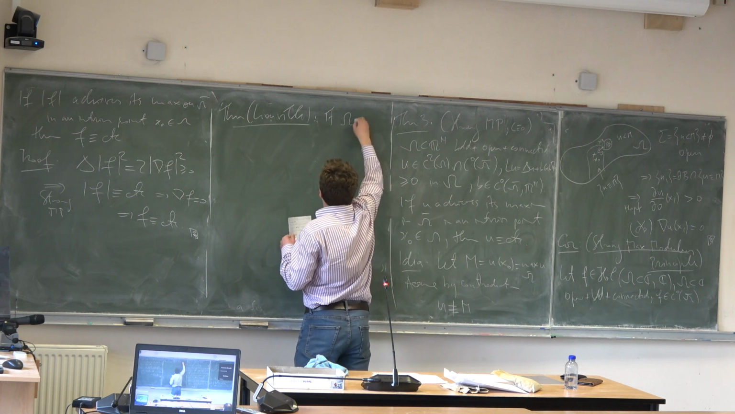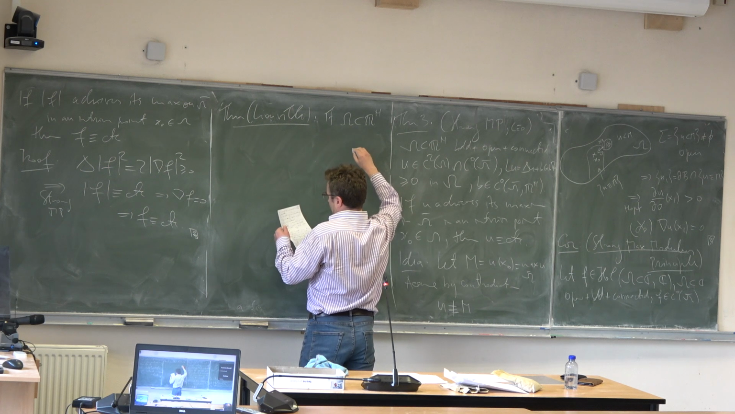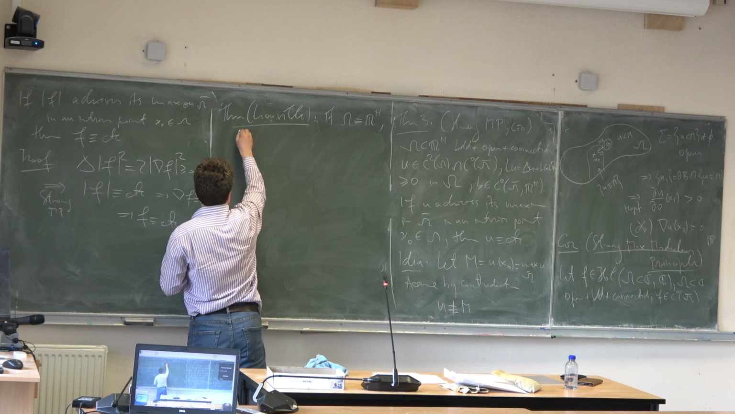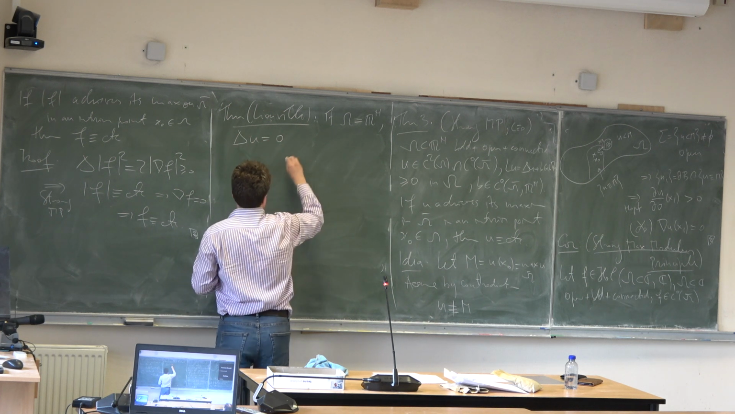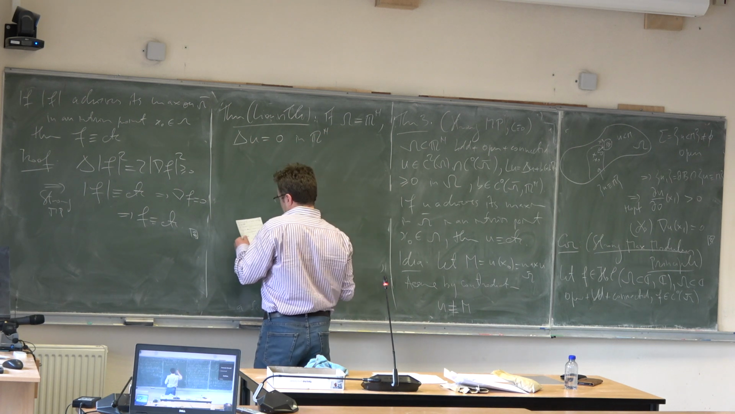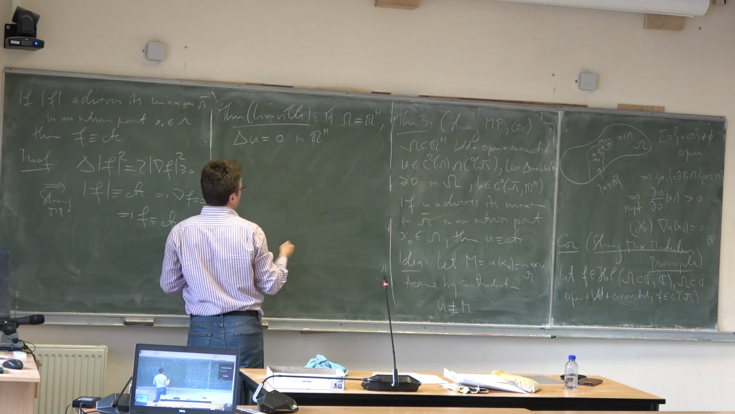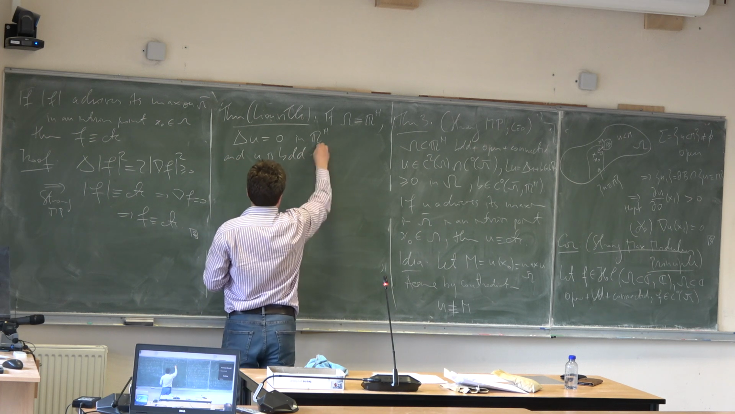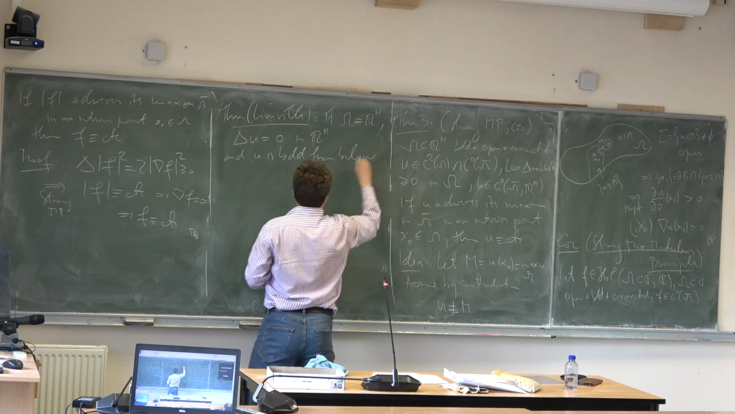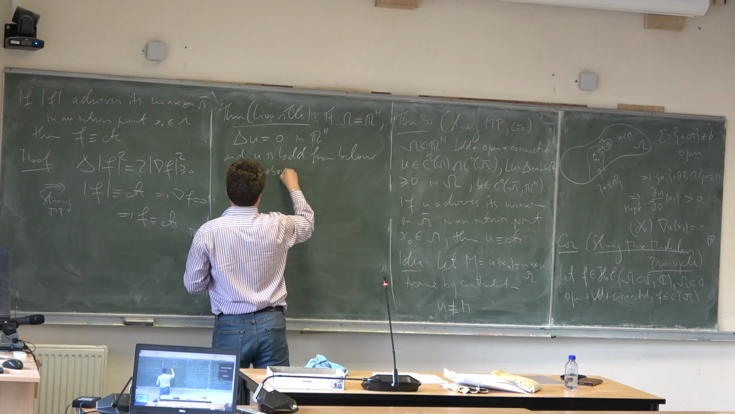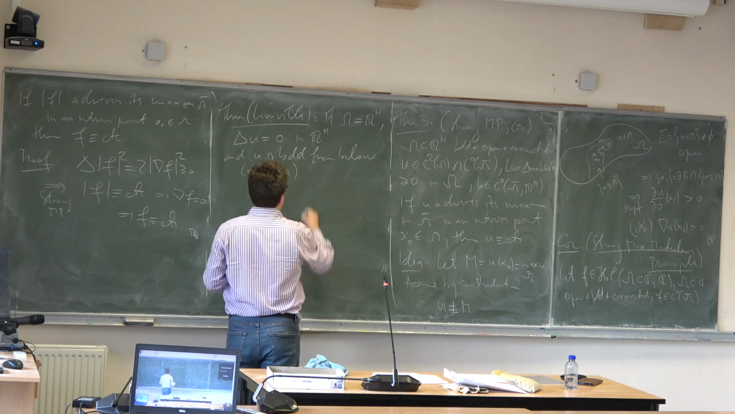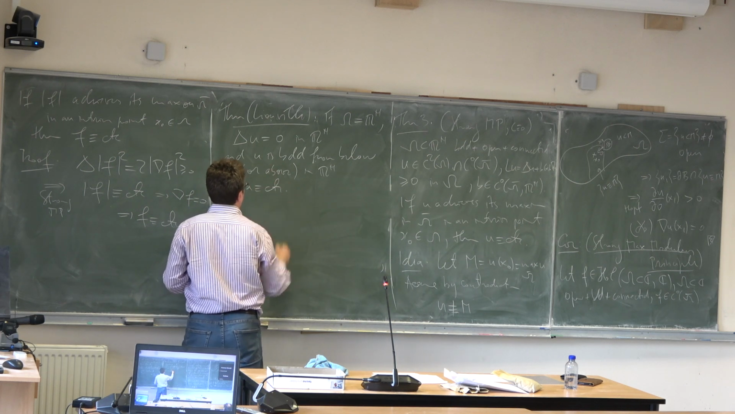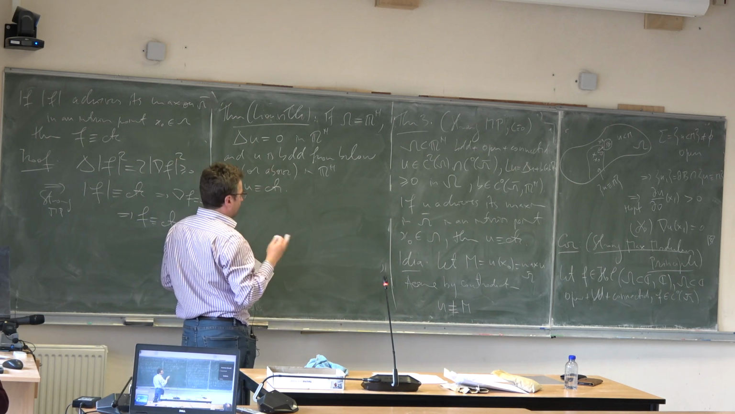So if Omega is the full space, Laplacian of u is 0, so it's harmonic, and you know that u is bounded either from below or from above in R^n, then you get that u is constant. There are different ways to prove it.